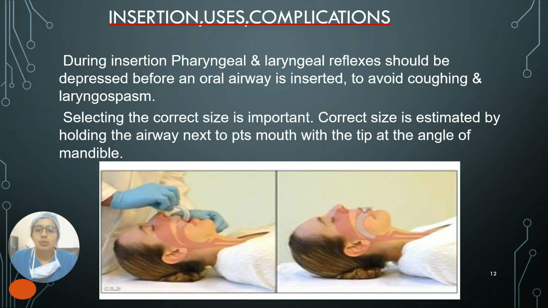So this is a method of inserting an oropharyngeal airway. It is first inserted so that the convexity is upwards. Then after passing the incisors, we rotate the airway so that the concavity faces upwards and it is placed inside the mouth. The correct size is estimated by holding the airway next to the patient's mouth with the tip at the angle of the mandible. So selecting the correct size is important.